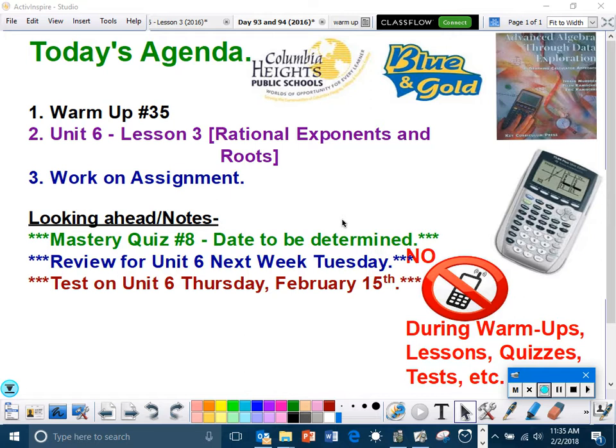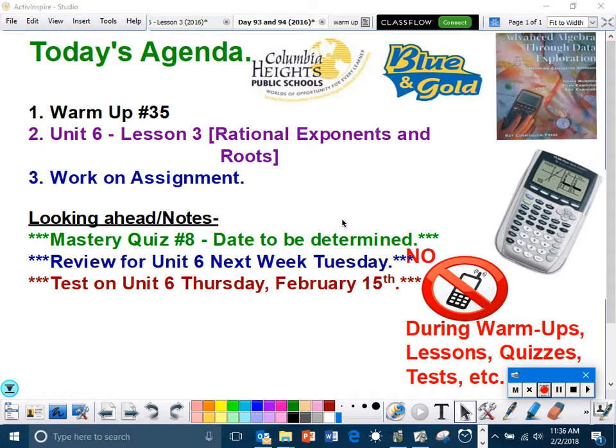Looking ahead, Mastery Quiz number 8, you will notice that it says date to be determined. I have not decided when I'm going to give that Mastery Quiz yet. It actually may be after the test. We shall see. I'll let you know more details when I am in class. We're going to definitely be reviewing for the Unit 6 test on Tuesday of next week. Again, that would be Tuesday, February 13th, 2018. And then the test will be Thursday, February 15th, 2018.